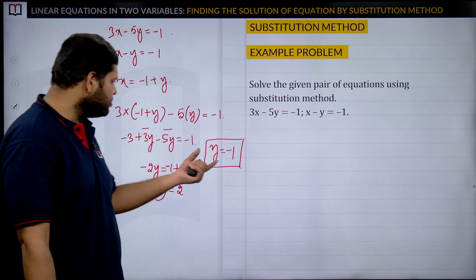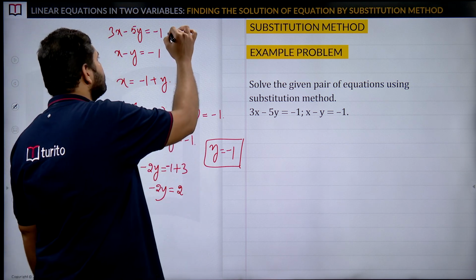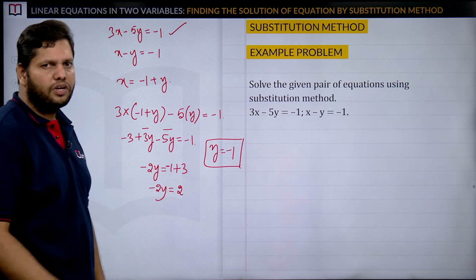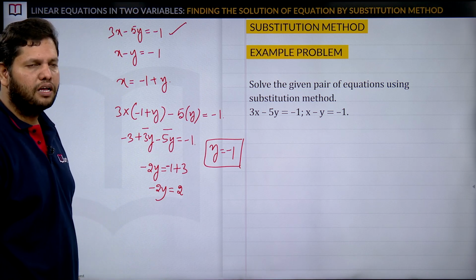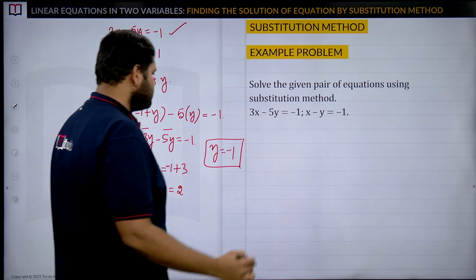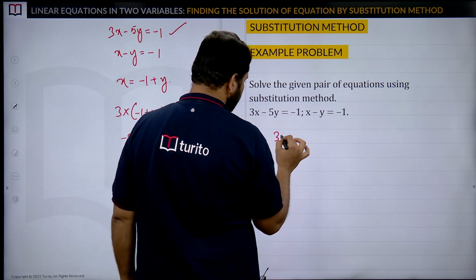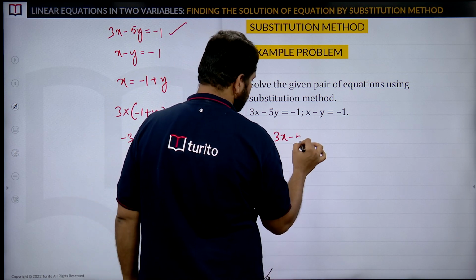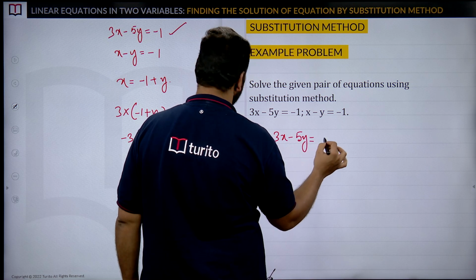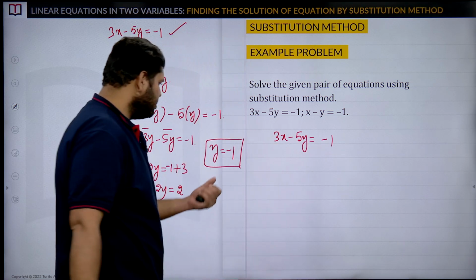Then children, take y is equal to minus 1 and substitute in any equation. You can go to equation 1 or you can go to equation 2, any one. So I will go to equation 1, children. Let us see, what is equation 1? 3x minus 5y equal to minus 1.